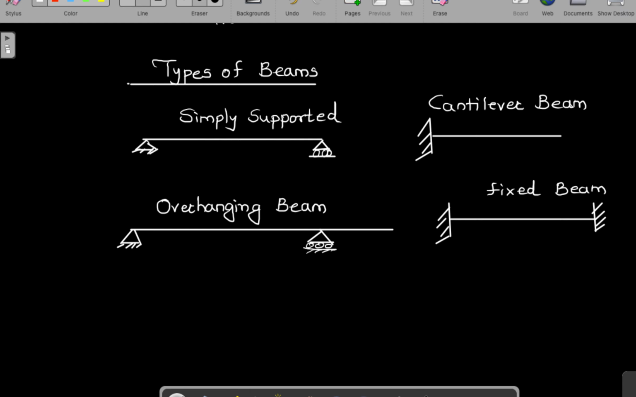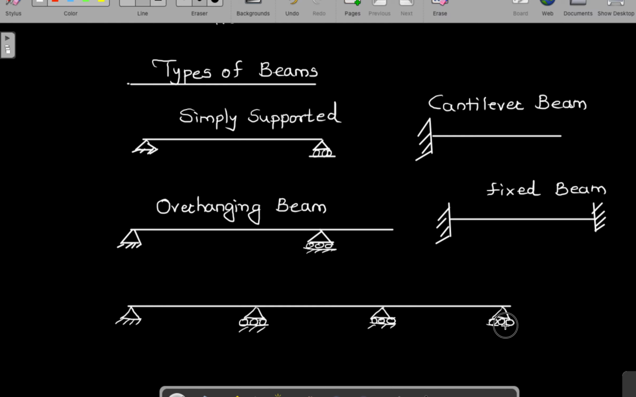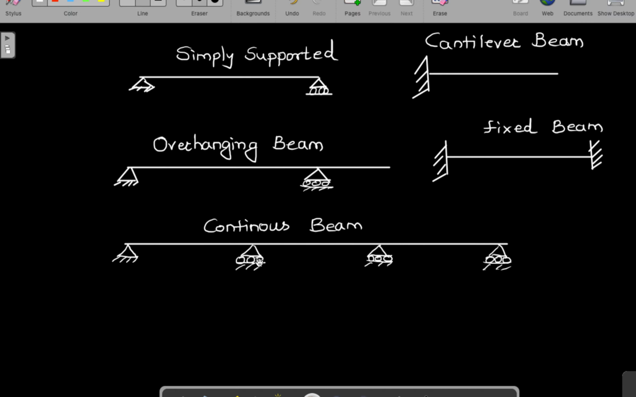Okay, there is a continuous beam as well. A fixed beam can be further extended to make it a continuous beam. So that is also possible. When a number of supports are there, more than two supports, it becomes a continuous beam. And there are many more types. A beam can be with an internal hinge also. There are various types of beams.